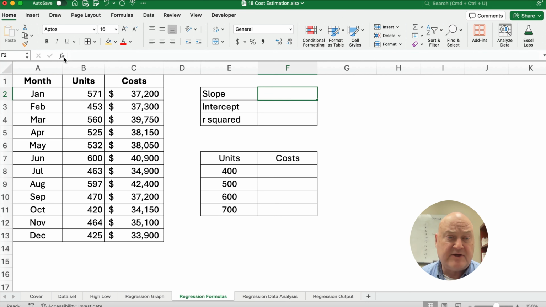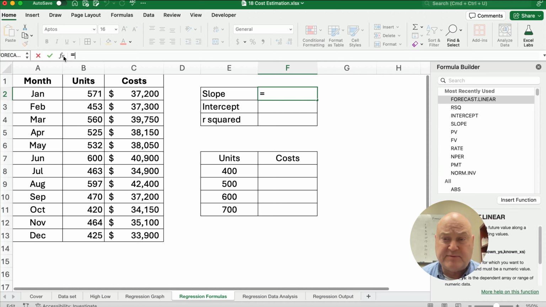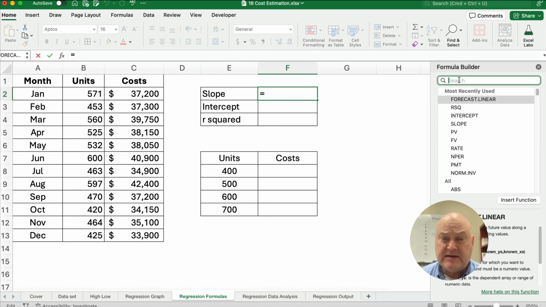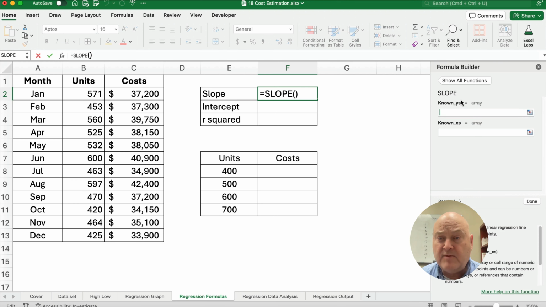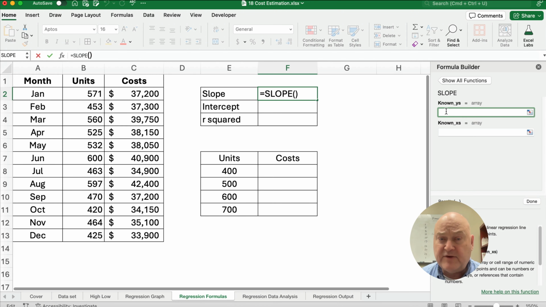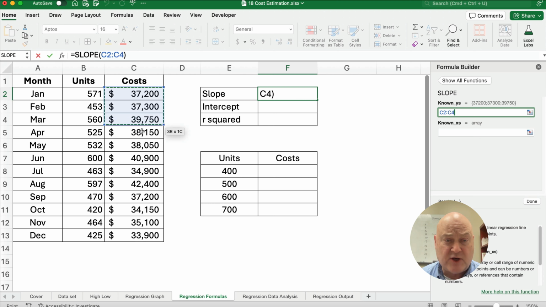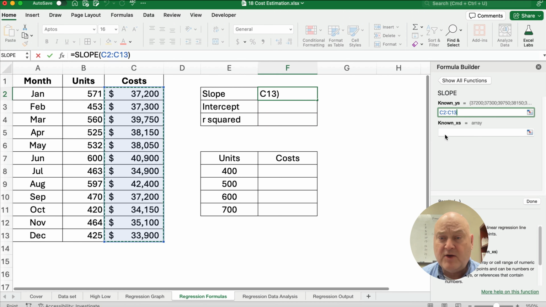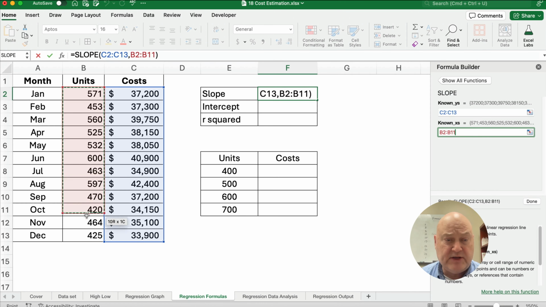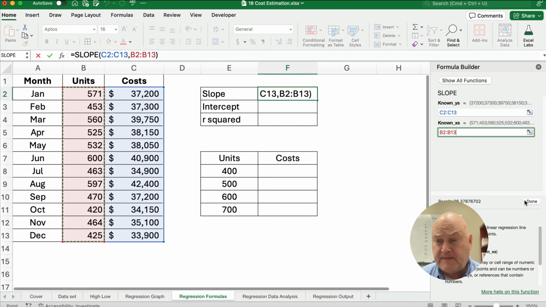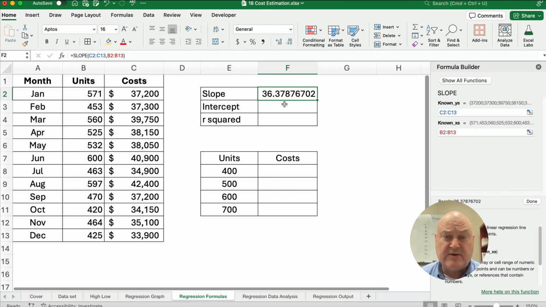So there's a function called slope, and I'm going to use the fx to pull up my formula builder. So I'm going to search for slope. On slope, I have to put the known y's, which is our total cost, and our known x's, which is our units, and hit enter. And so this is the slope.